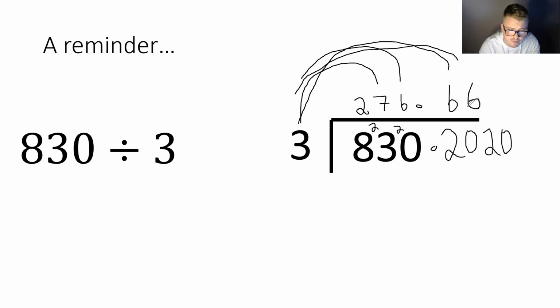Now, you probably worked out by now that this answer is just going to keep going on and on and on. So we can stop here. Our answer is going to be 276.666, and so on. Okay, so that's the first one. I'm going to show you one more time how we do this.